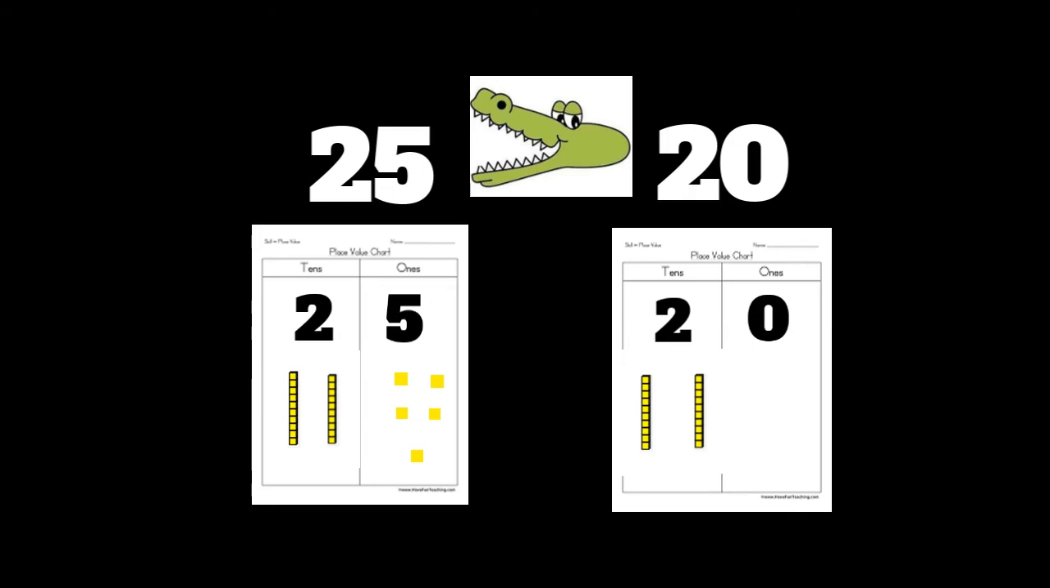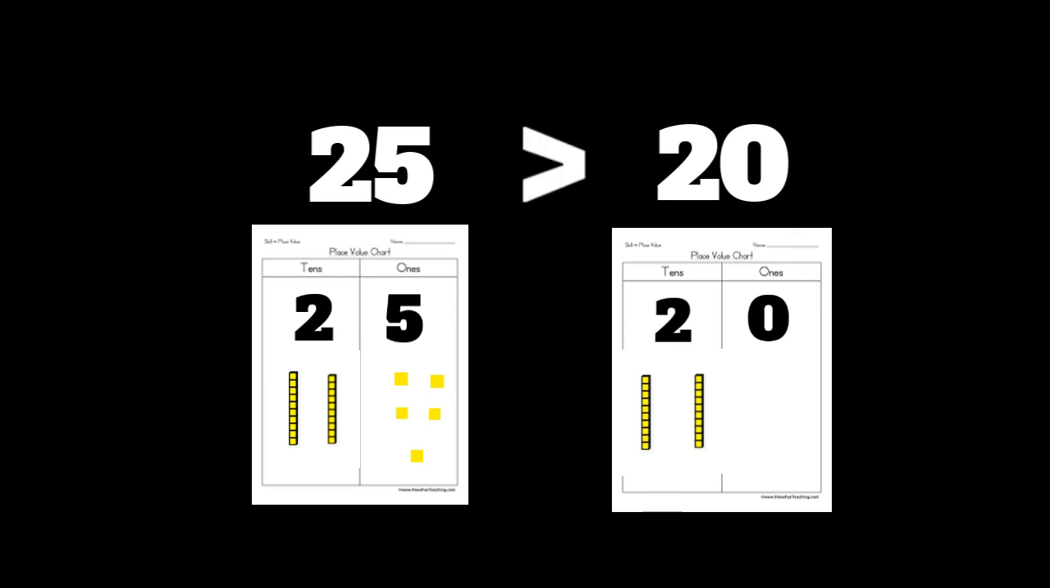Remember, I like to think of my greater than or less than symbol as an alligator that is chomping the bigger number. So when I read this, I see 25 is greater than 20, or replacing the alligator with the greater than or less than symbol, 25 is greater than 20. Notice the open mouth is chomping the bigger number.